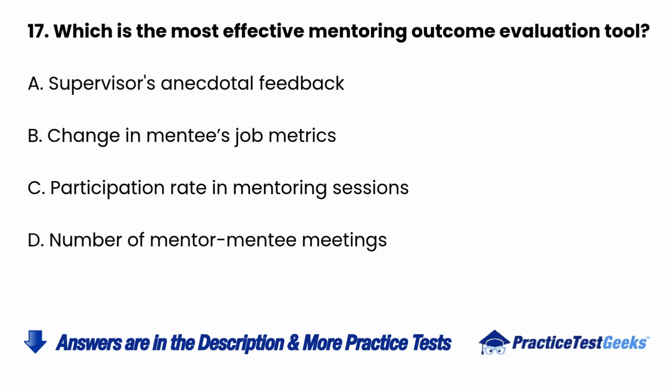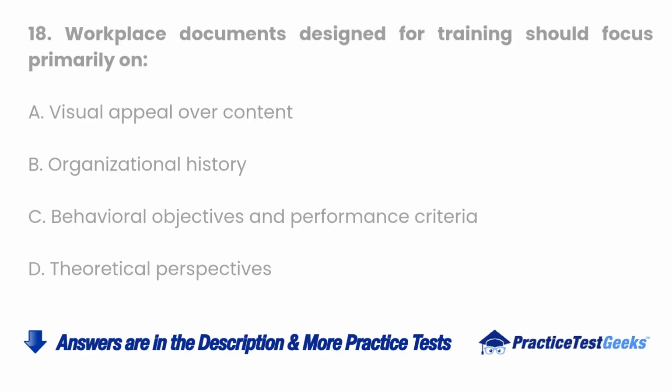17. Which is the most effective mentoring outcome evaluation tool? A. Supervisor's anecdotal feedback. B. Change in mentees' job metrics. C. Participation rate in mentoring sessions. D. Number of mentor-mentee meetings.